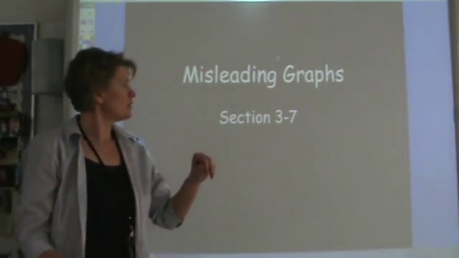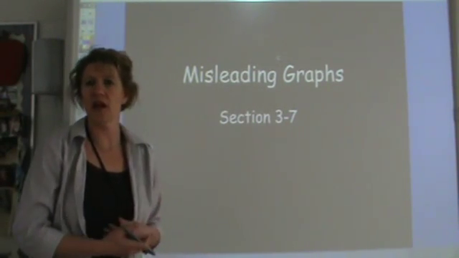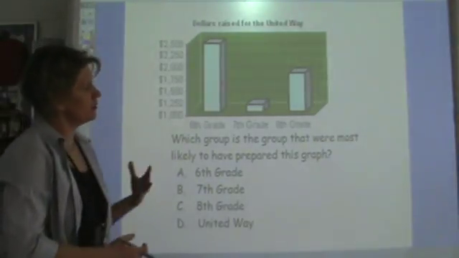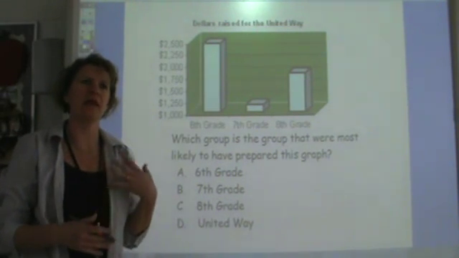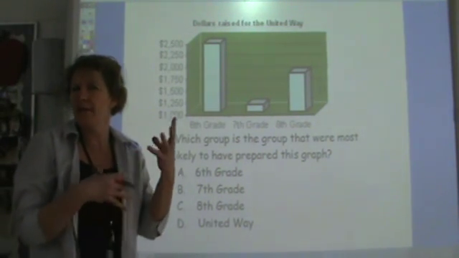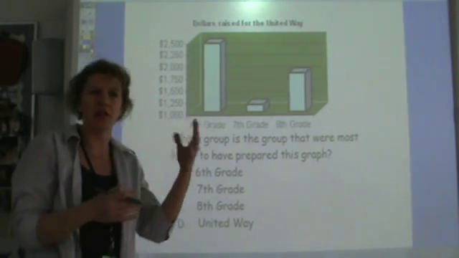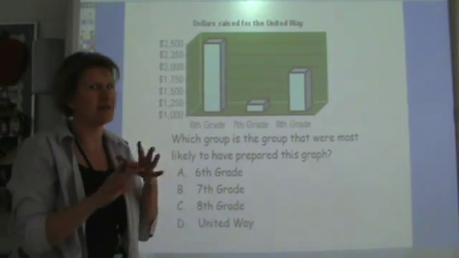Okay, so title your notes, misleading graphs, section 3-7. This is the last section for this chapter. So basically what we're looking at is how graphs can be construed in a way that may be a little misleading. If people are looking at the details, you might look at it one way, but if you look a little closer, you might see something more.